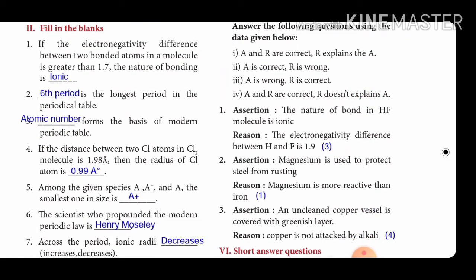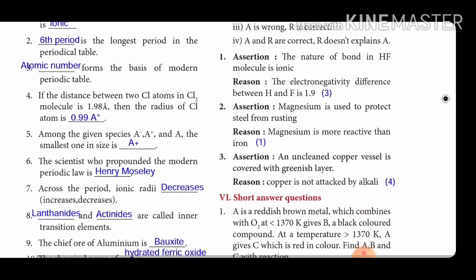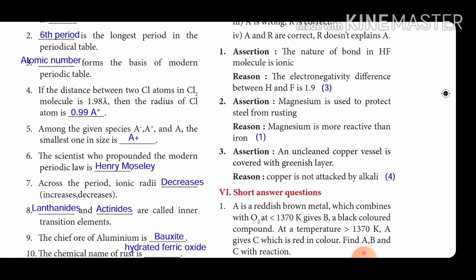First one, if the electronegativity difference between two bonded atoms in a molecule is greater than 1.7, the nature of bonding is ionic. Second one, dash is the longest period in the periodic table, 6th period. Atomic number forms the basis of modern periodic table.